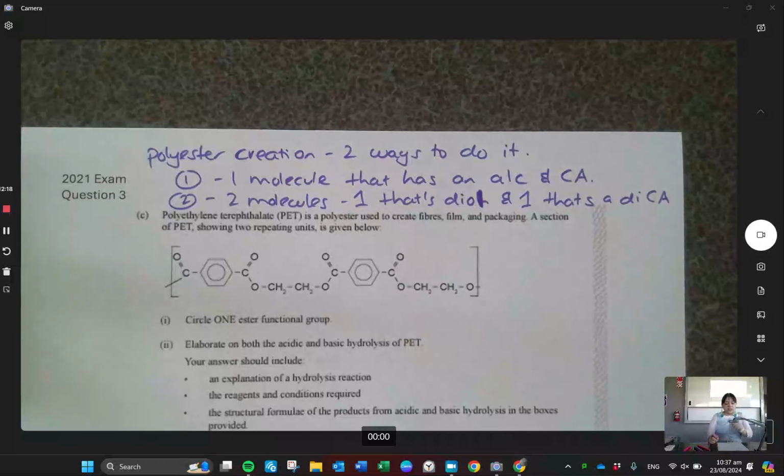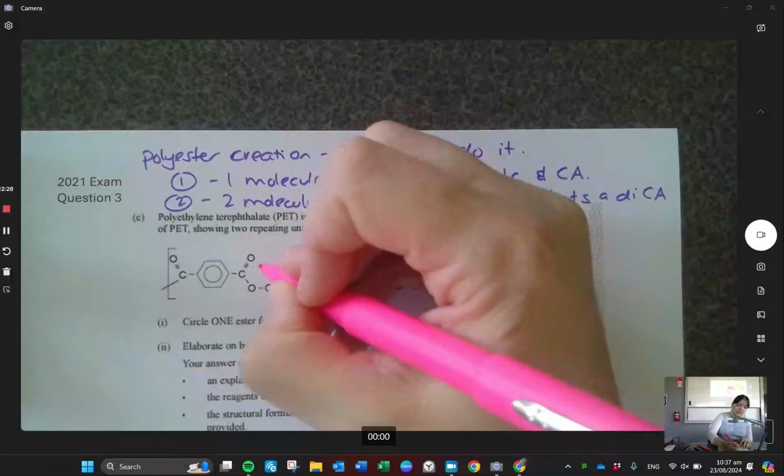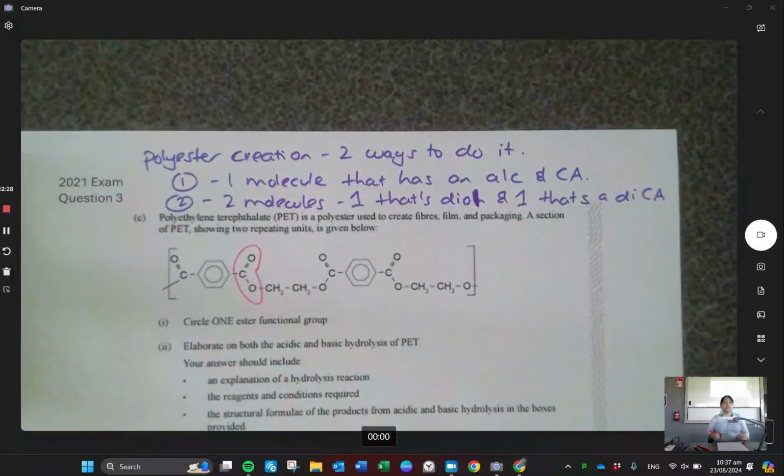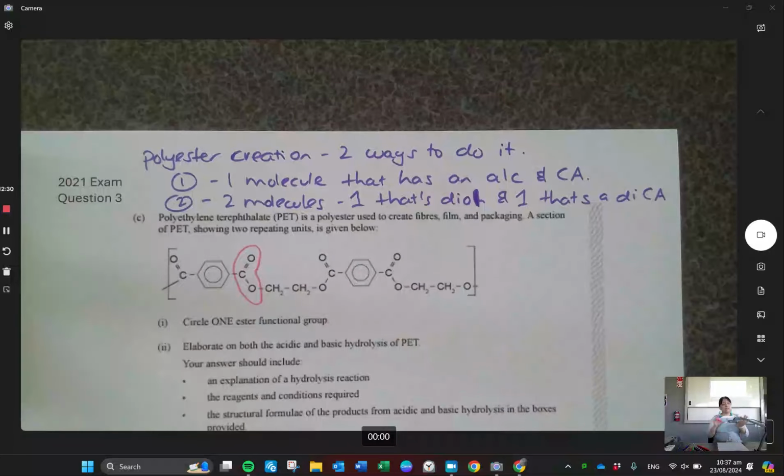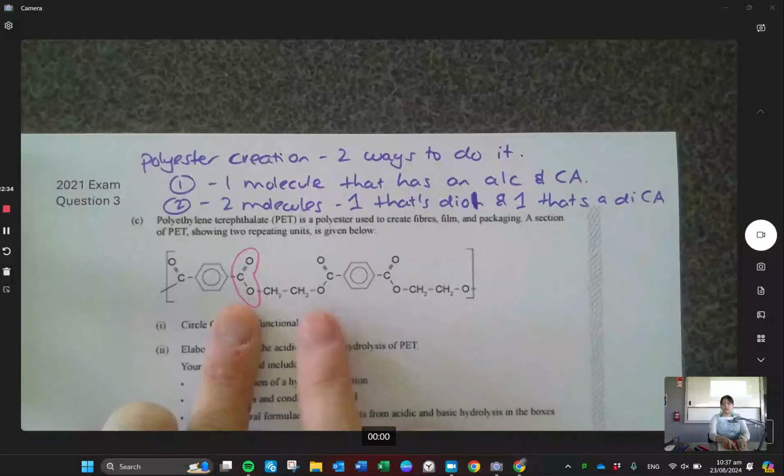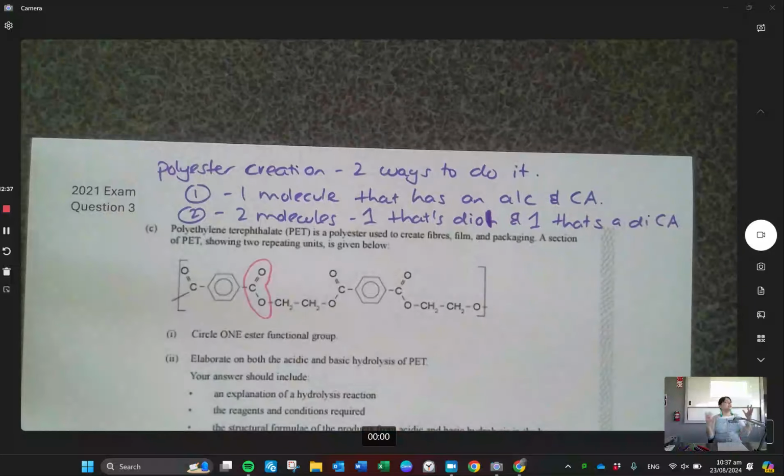All right, so they want you to circle one ester functional group because there's lots of esters there. So again, we're looking for the carbonyl and we're looking for that single bonded oxygen, and that here is my ester. And what we'll notice in this polyester is that the way the polyester is joined together is by lots of ester linkages, because we know that when we make an ester, we put two molecules together.